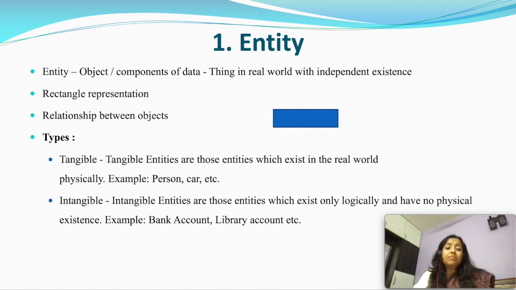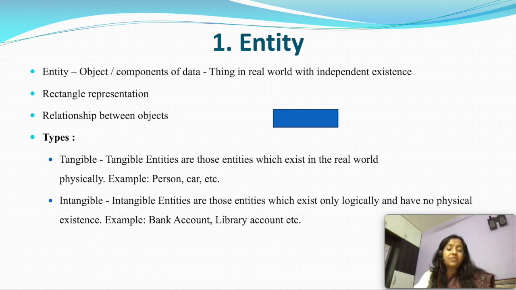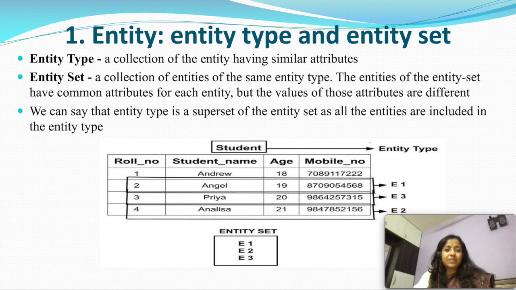What are the types of entities? Entities can be tangible and intangible. Tangible entities are those which exist in the real world, for example, which you can touch physically, so they have a physical existence, like person, car, student, etc. Intangible entities are those which exist only logically and they don't have any physical existence and you cannot touch them, like bank account, library account, etc.